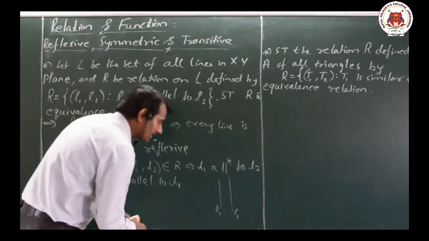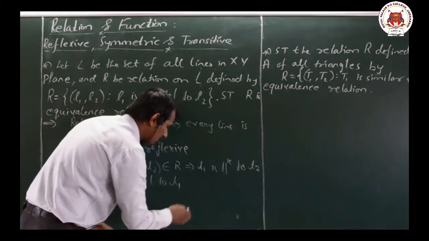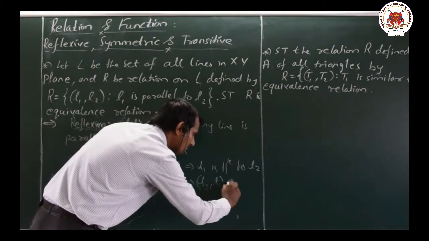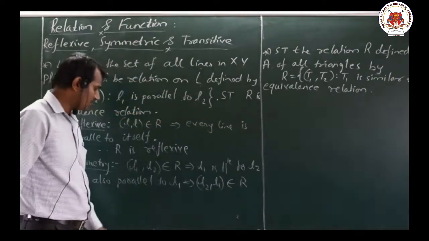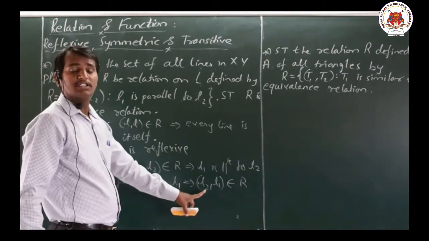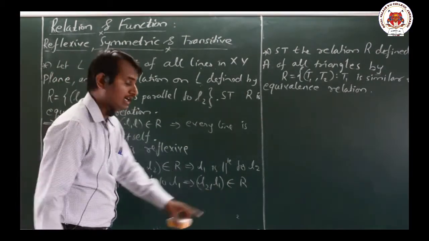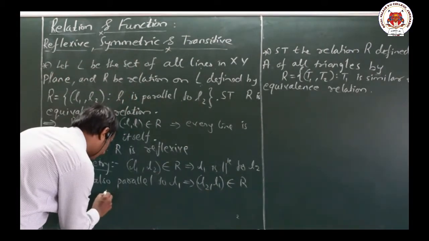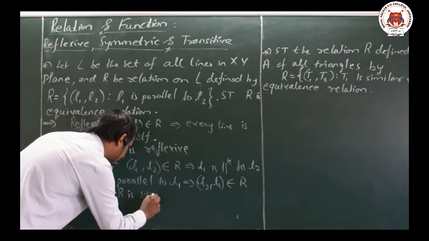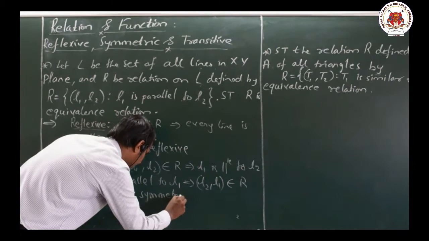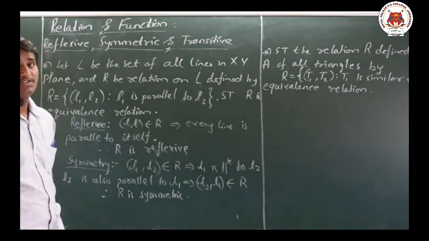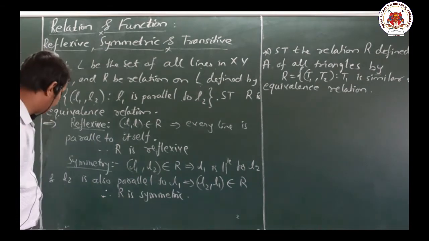That implies what we can say here? That is, (L2, L1) also belongs to R. If (L1, L2) belongs to R, that implies (L2, L1) belongs to R. Therefore, we can conclude that R is symmetric. Okay, dear friends, now the last condition, very very important. What is that? Transitive.